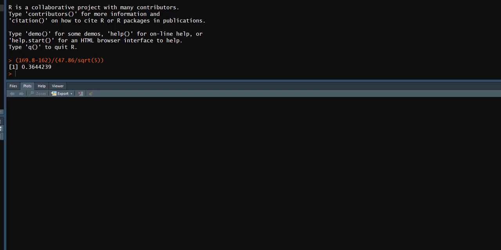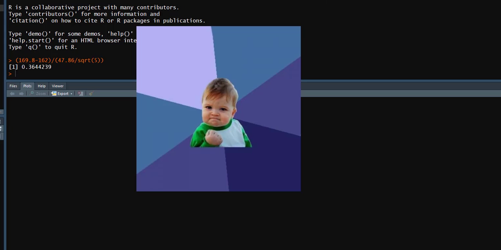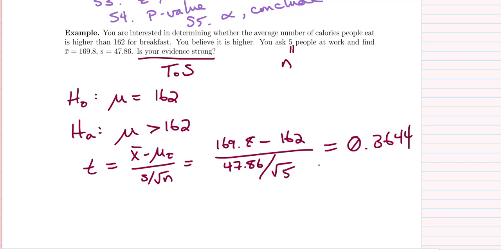Actually, I just want to go to RStudio real quick and show you how easy it was for me to do this. So 169.8 minus 162. Recall, you need to use parentheses. And look, I don't even have to figure out in a calculator how to deal with the square root. I could just plug 5 into the square root function. Amazing. All right, now going back to the problem.